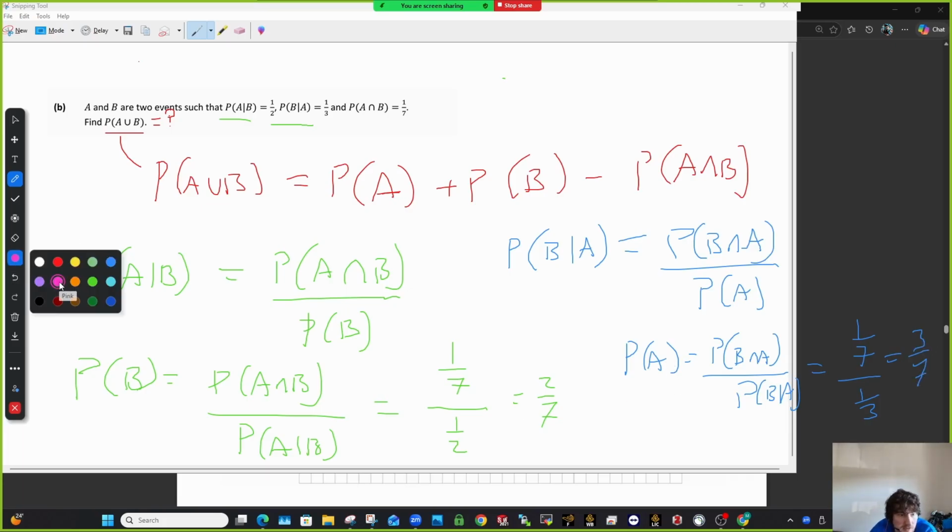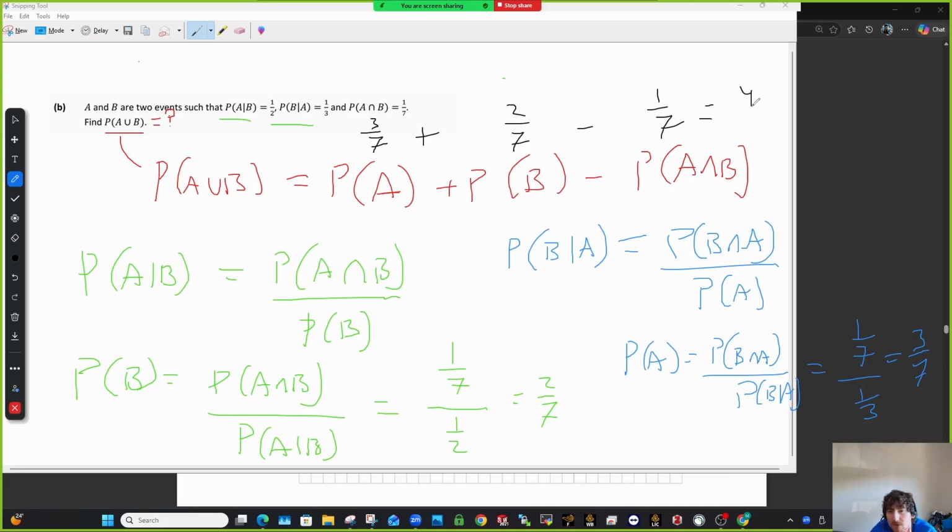So then we just sub back into our original thing up here. So let me get a good color for this. Maybe I'll use black. So this is 3 7ths plus probability B, which we worked out as 2 7ths. And then take away the intersection, which was a 7th. Great, you can do that in your head. You don't need a calculator. 4 7ths is what that's going to give. Okay, 4 7ths. That's the answer.